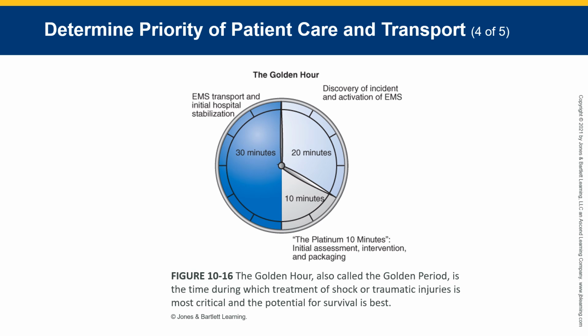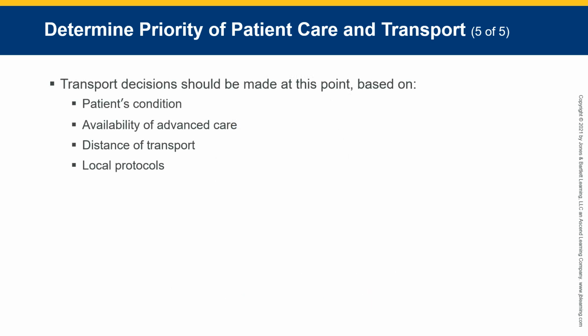Or think about your trauma patients. How long does it take you to get on scene once you're dispatched? And then extrication, if extrication has to be done. And then you've got to prep them for transport. And how long did it take your dispatch center to process the call and dispatch you? And then how long is your transport? Those are all things to consider. So transport decisions are based on patient's condition, availability of advanced care, distance of transport, and local protocols.